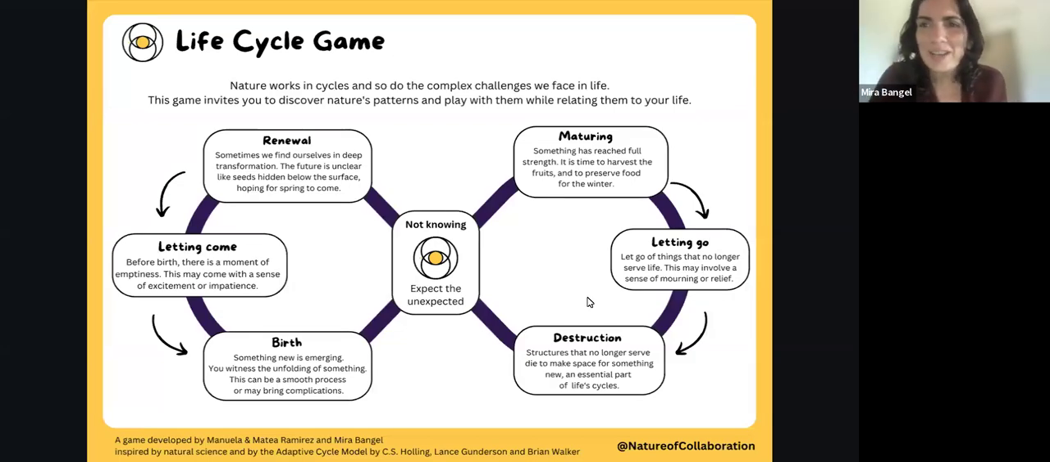I'm being increasingly asked to explain more about the eco cycle or the life cycle, and my own views on it or my own interpretation of it. And actually, I've been on quite a long exploration about it together with my friend Manuela Ramirez.